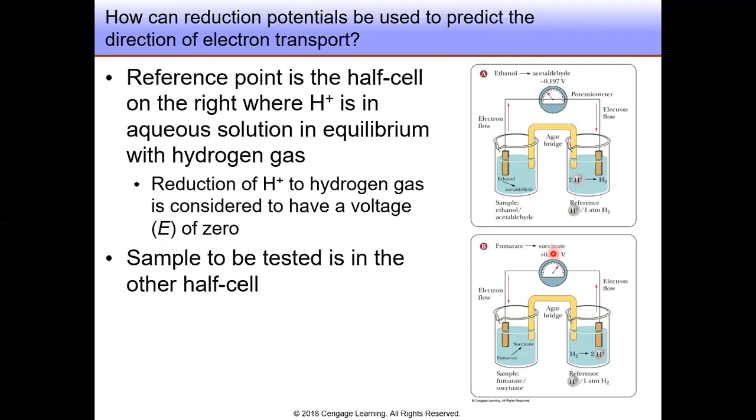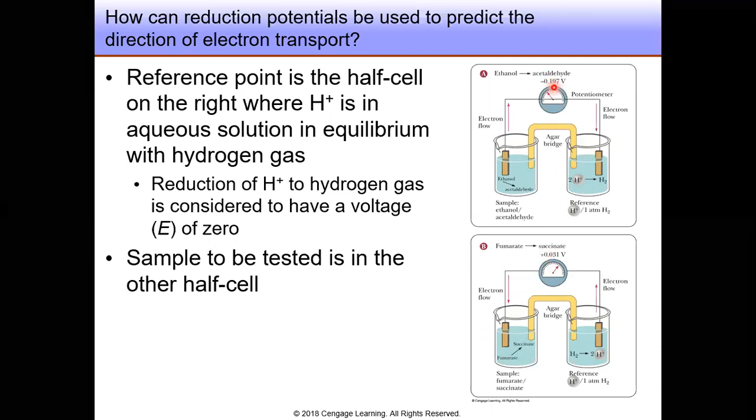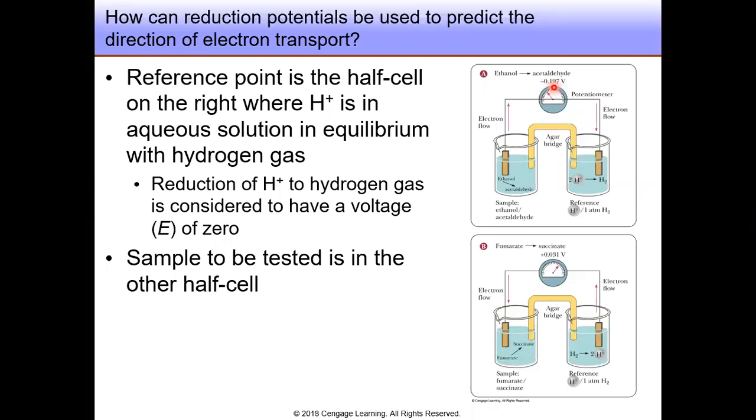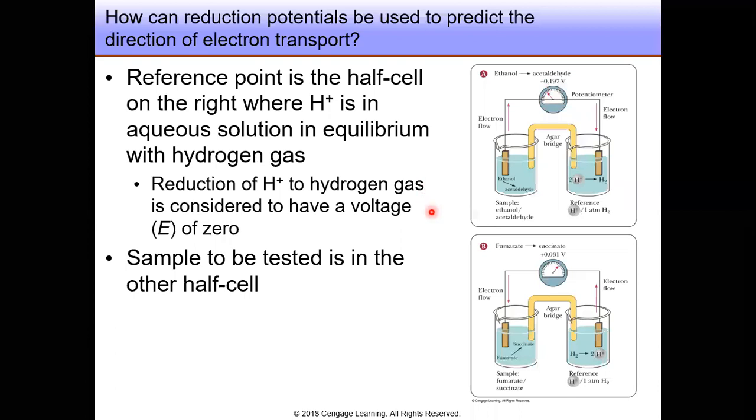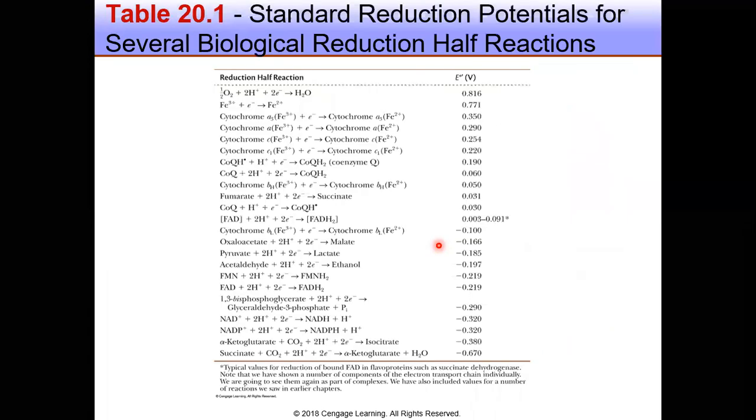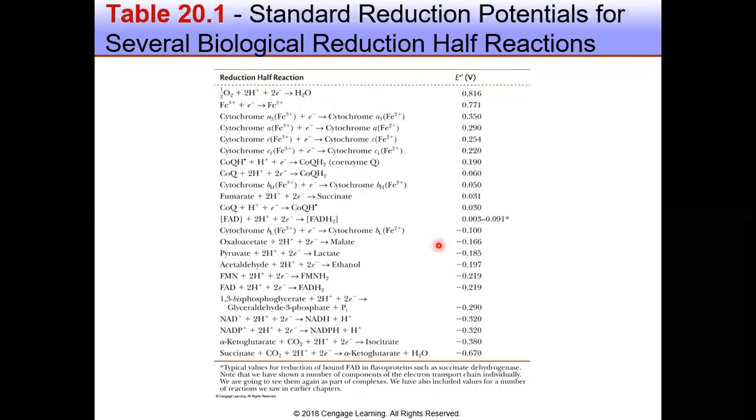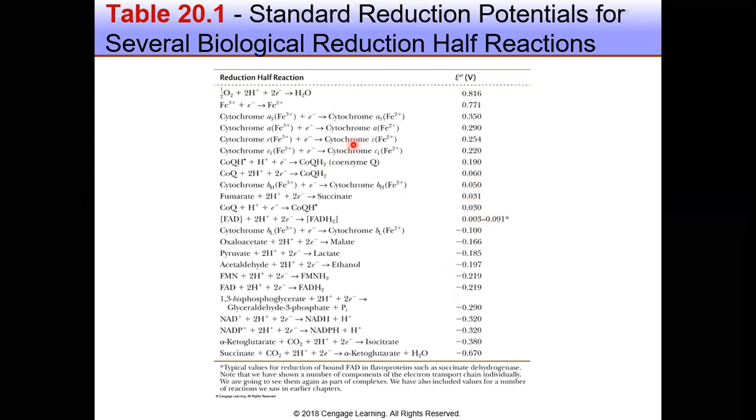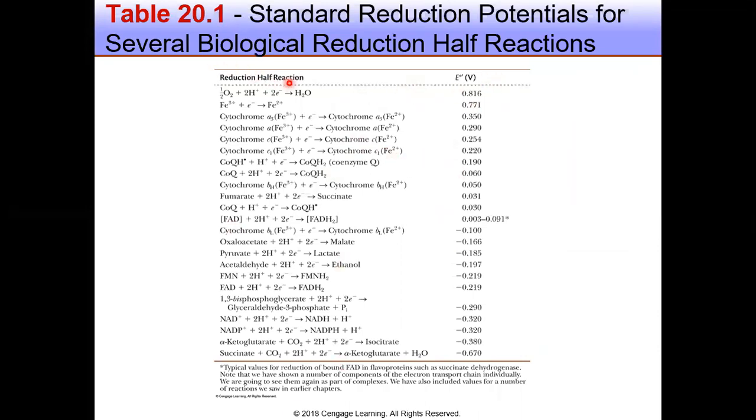Now, the direction of electron flow and the magnitude of the observed voltage here allow us to make a table as shown in table 21. This is the table. Now, because this is a table of standard reduction potentials, as you can see here, all the reactions are shown as reductions, reduction half reactions.